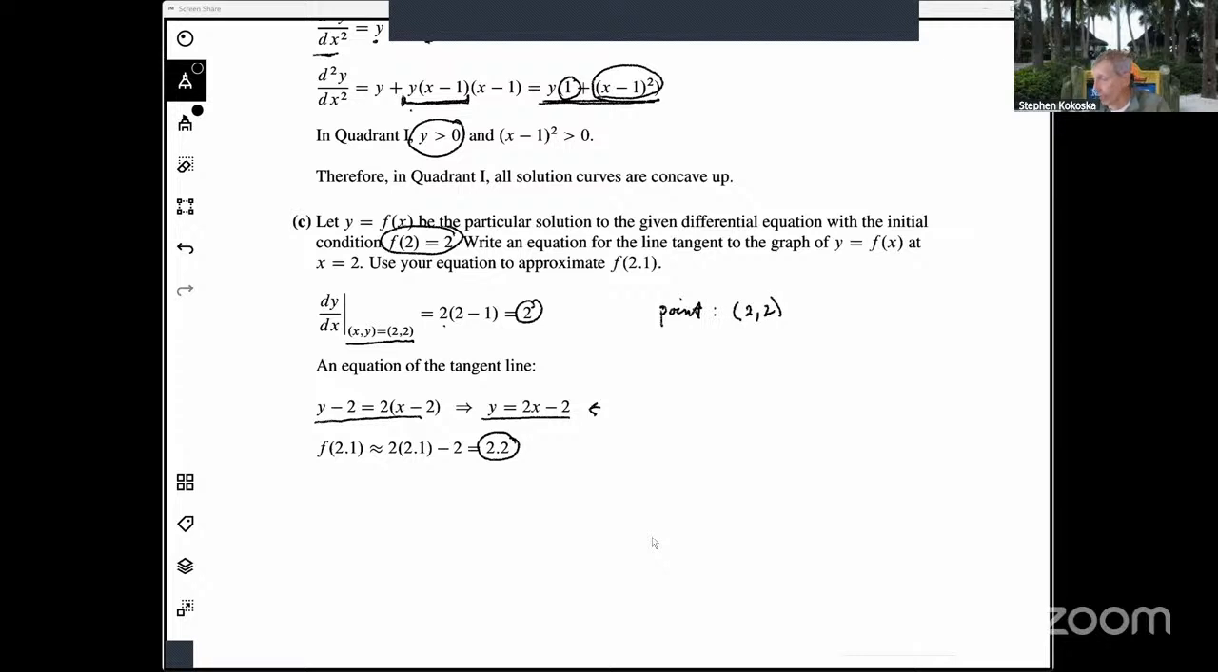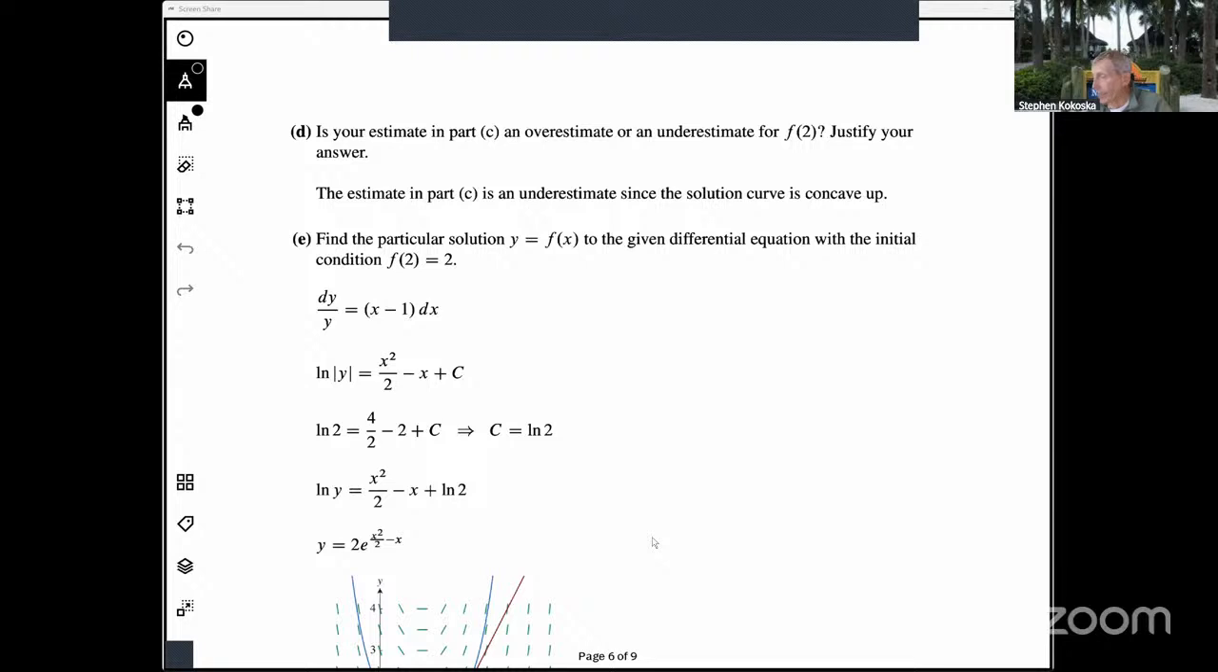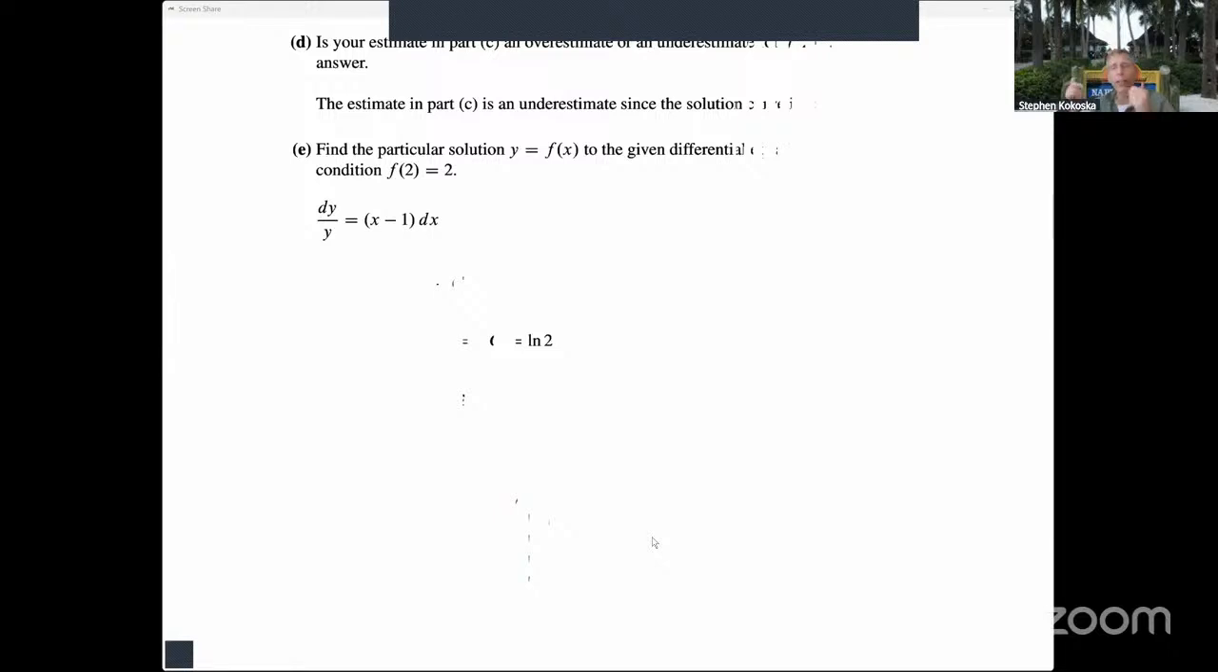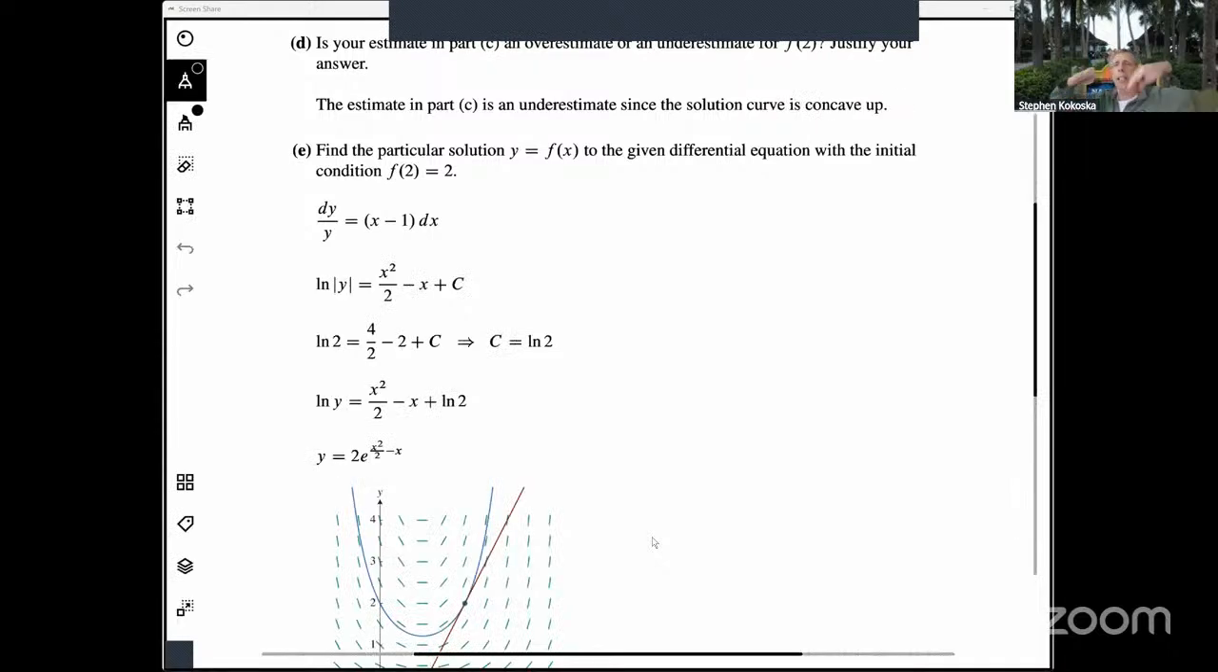Now, you know what's coming here in part D. Is that estimate an overestimate or an underestimate? And justify your answer. Well, why is it an underestimate? Well, it's because I know that all of the solution curves, I'm in quadrant 1, all of the solution curves are concave up. Therefore, my tangent line at any point on that curve must be below the curve. It's concave up. And therefore, my estimate here is an underestimate because that solution curve is concave up.